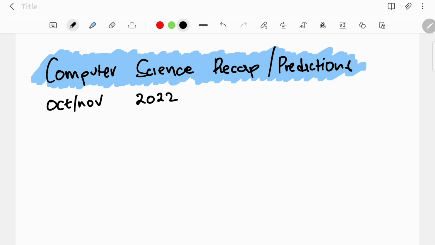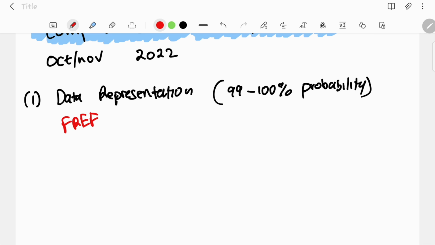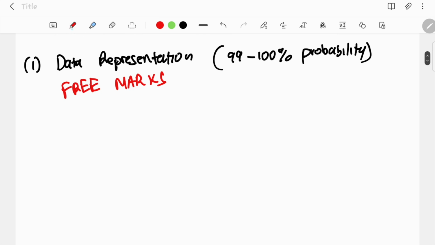So let's begin, topic by topic, and we're going to start off with the most common topic in almost every past paper, which is data representation. Now, first of all, this comes almost 99 to 100% of the time in the paper. If you've seen my videos, it always comes. I always say this is free marks, so I'm even going to write it here. You do not panic when you see this type of question. Free marks, you just need to know the different conversions. So let's go over the different conversions.